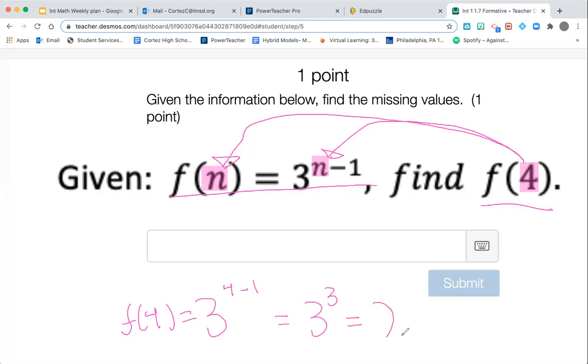Sure can, 27. So 27 is your answer here. Leaving this doesn't do a ton for me. Leaving 3 cubed, that's kind of lazy. Come on, take it further. You can do it.